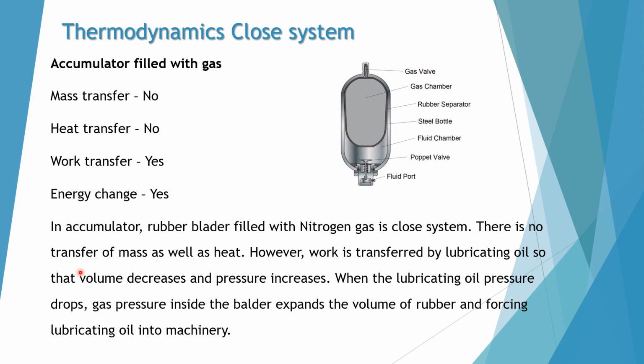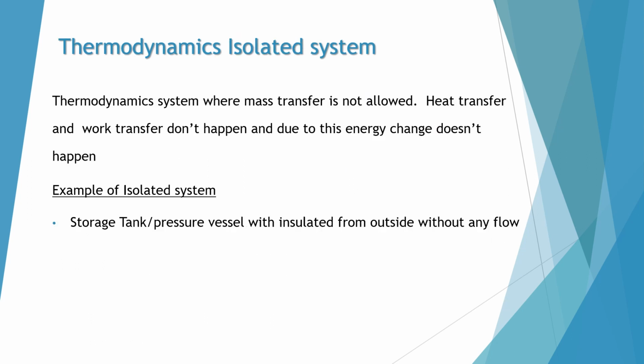There is no transfer of mass as well as heat. However, work is transferred by lubricating oil so that volume decreases and pressure increases. When the lubricating oil pressure drops, अगर इसका pressure drop हो जाएगा, gas pressure inside the bladder expands the volume of rubber and forces the lubricating oil into the machine. So this is considered as a closed system.